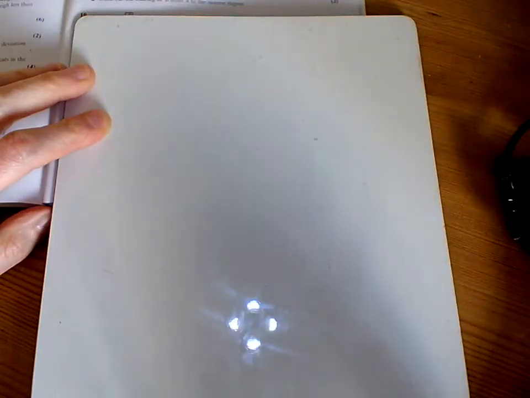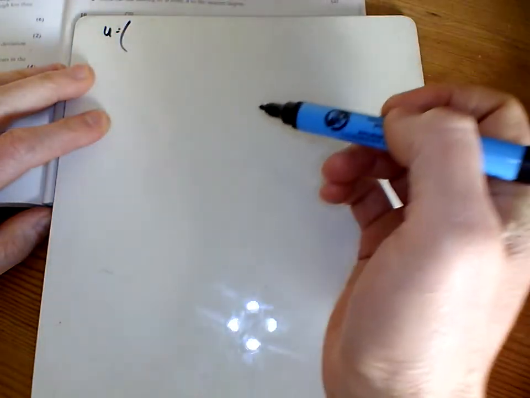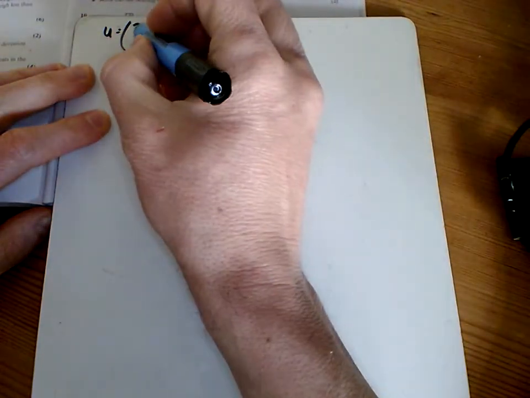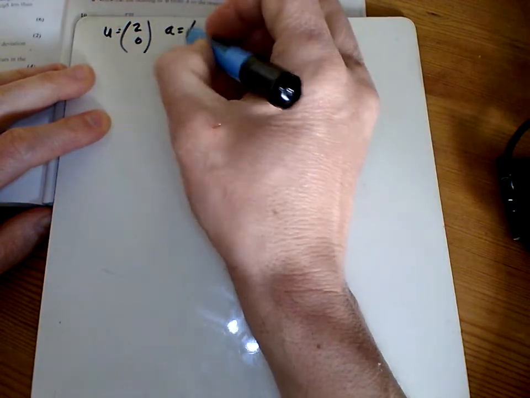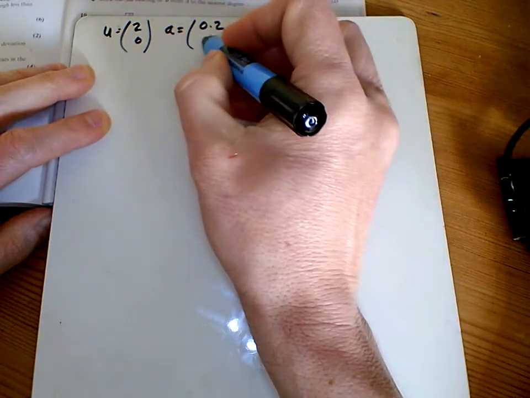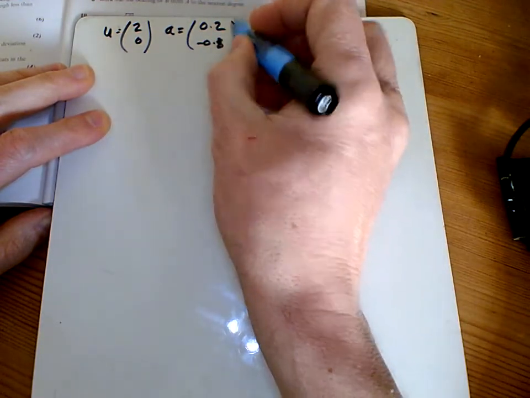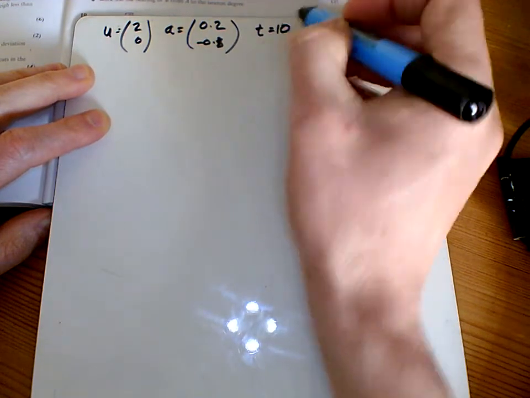Question 9 goes on quite a bit, but let's see what we've got. We've got an initial velocity here. The initial velocity was 2 east, so I'm just going to put that as (2, 0). We've been given an acceleration. The acceleration is (0.2, -0.8). And for part A, we've been given a time at t equals 10.